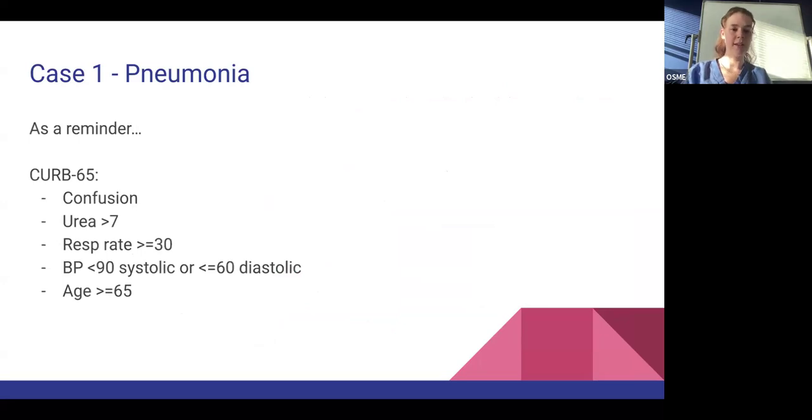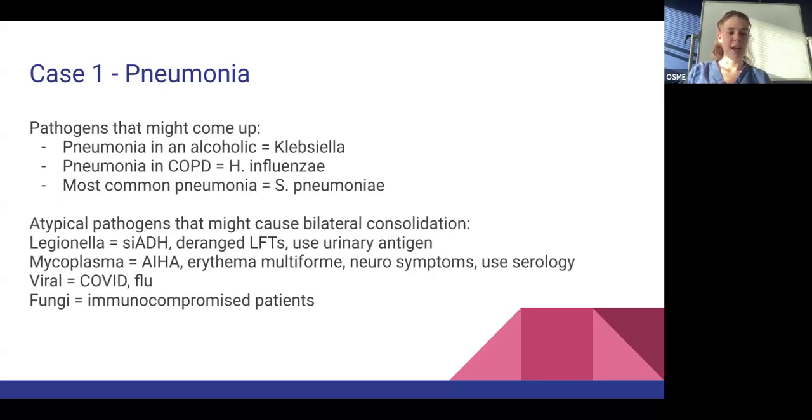Okay, so as a reminder, this is what you're going to look for medically to give you a high suspicion of pneumonia. So confusion, urea, high resp rate, a low blood pressure, and old age. I think this was really helpful for me when I found this out because it used to come up all the time and I was always really confused. Pneumonia in an alcoholic, think Klebsiella, pneumonia and COPD, think Haemophilus influenzae, and the most common pneumonia by far is Streptococcus pneumoniae.